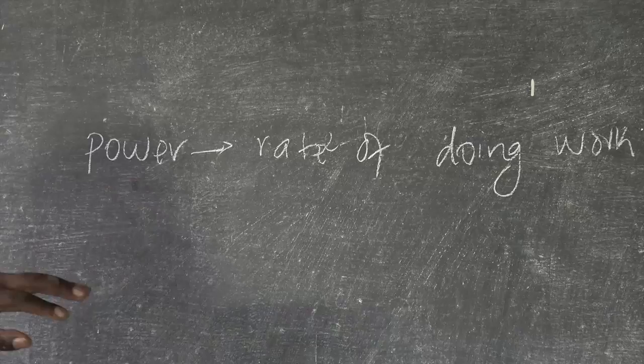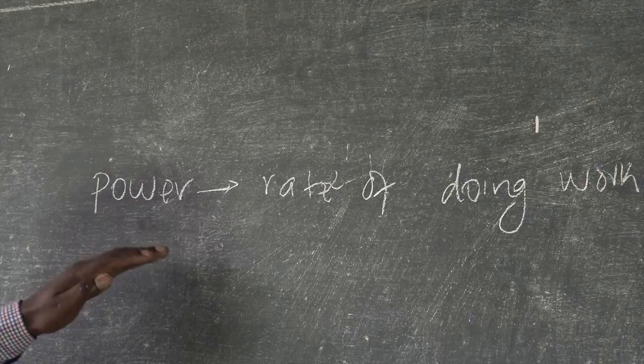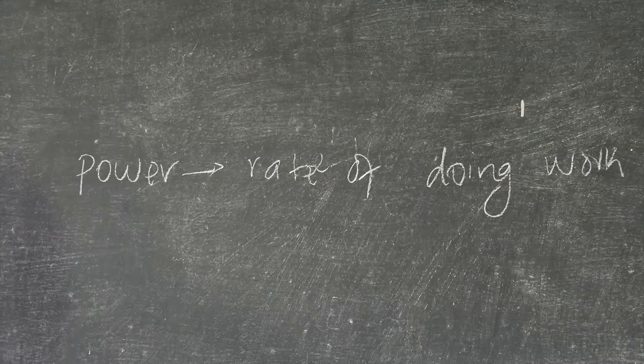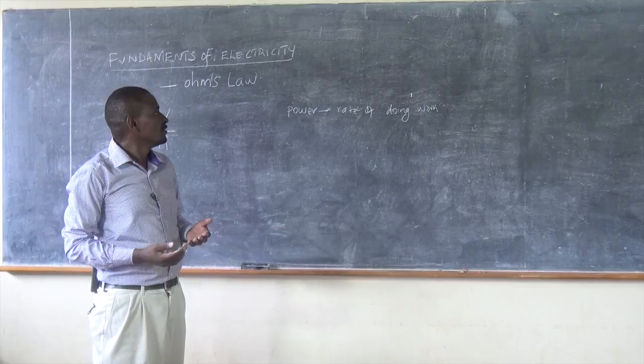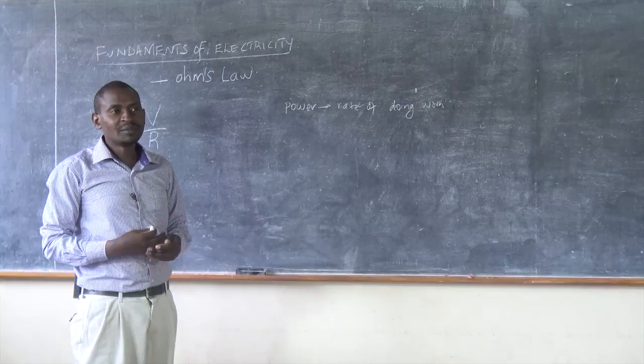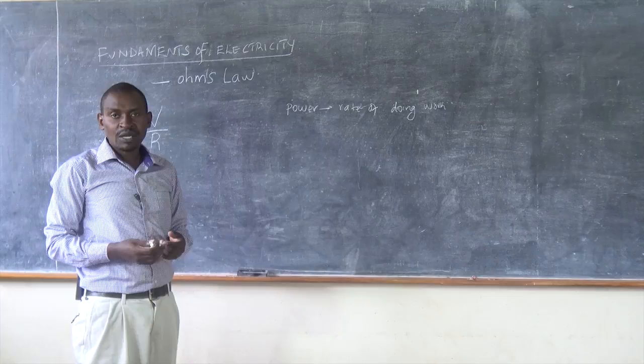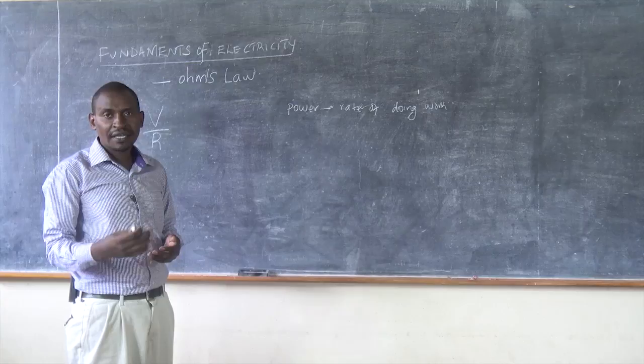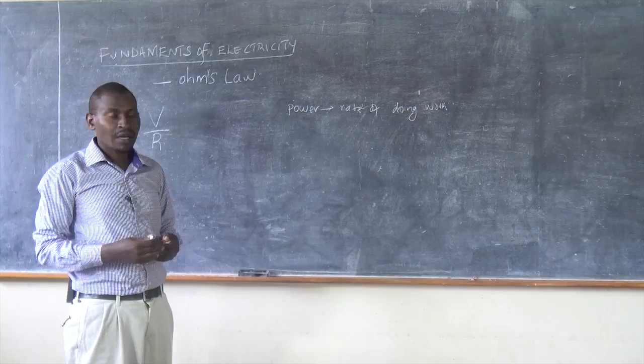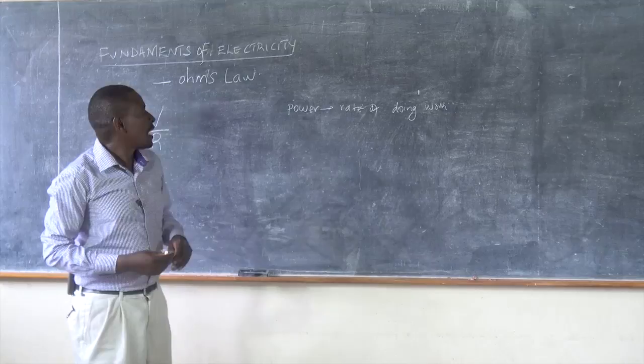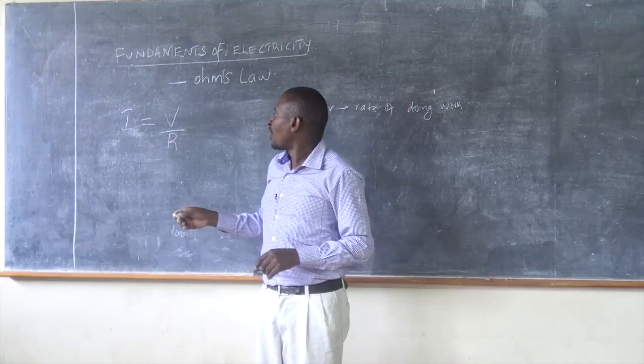And normally, work in the physical world, we say this is the rate at which we are transforming one form of energy to another. For example, if you have a lamp and you want so much light in a room, then it means that you have to use a lamp that has a higher rating, meaning that that lamp can convert so much electrical energy to light energy within a specific time. And that's why we need to understand this. Back to our Ohm's law. And we have seen from our Ohm's law, there is a law that governs this.